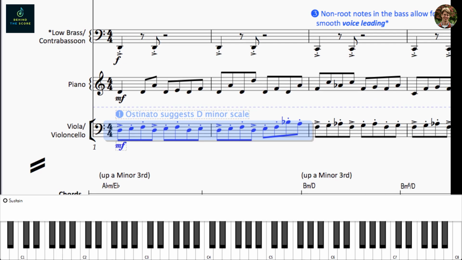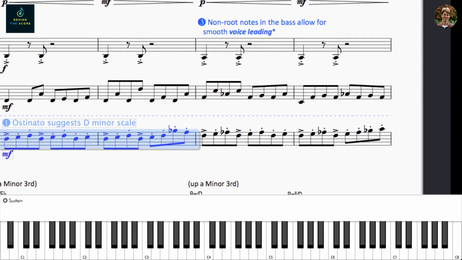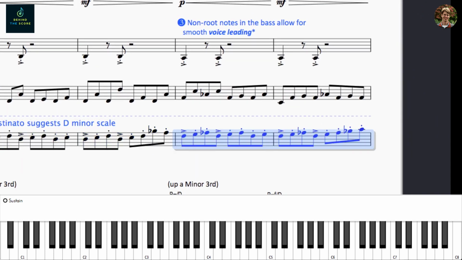Great. Now let's look at what happens in measures 3 and 4. We have the same shape of the ostinato, except we're starting on F now, and we've modulated to the key of F minor. So now we're using an F minor scale. So we have F climbing up to A flat. And then at the very end, right here, it simply walks up the scale there.